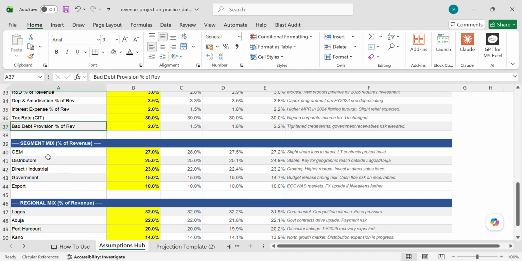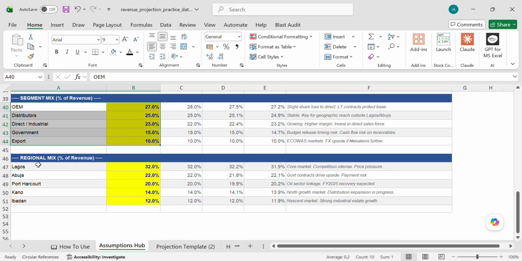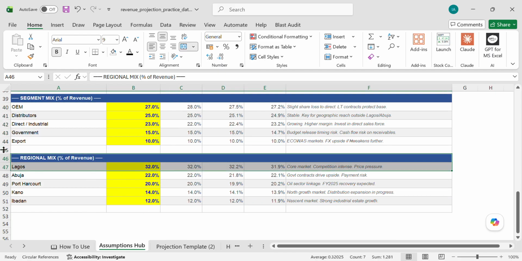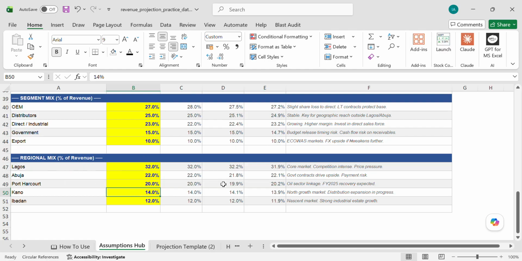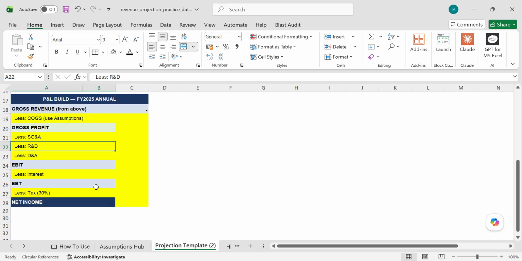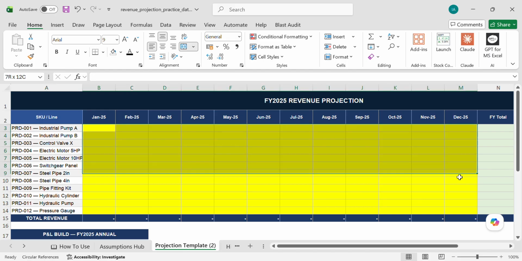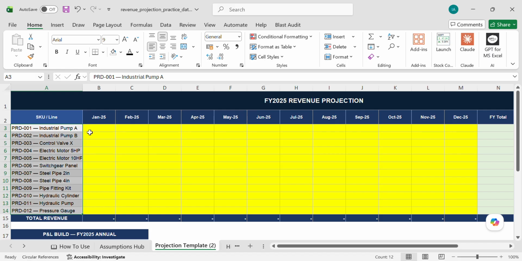And if you want to do this by segment or by region, and what have you, for revenue growth, you can do that if you are planning it based on that. So now let's use our template. This is the template we're using. Let me display it, because this is where we're going to be making our projection. These are the various projects, these are the SKU lines. We're starting with the revenue first.